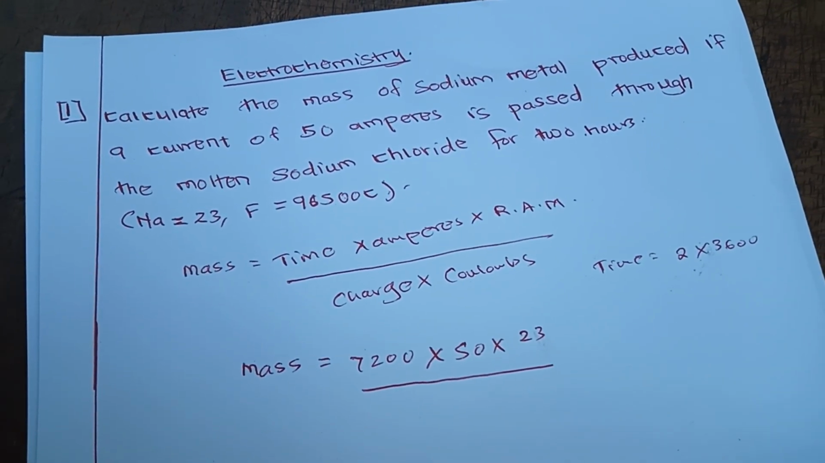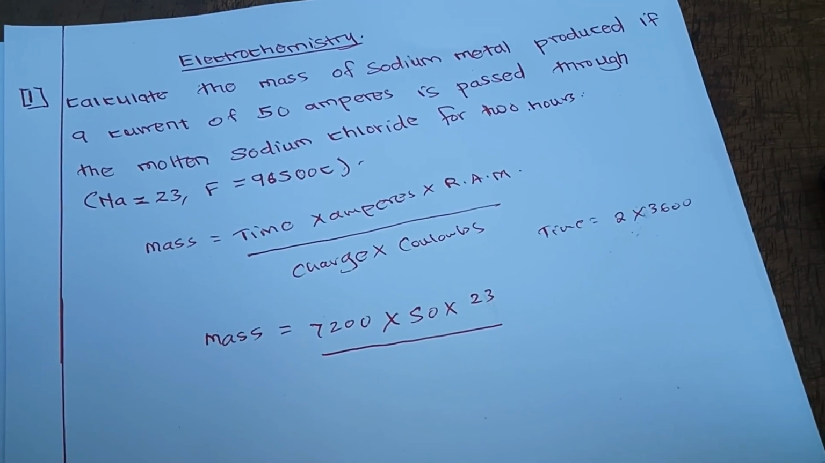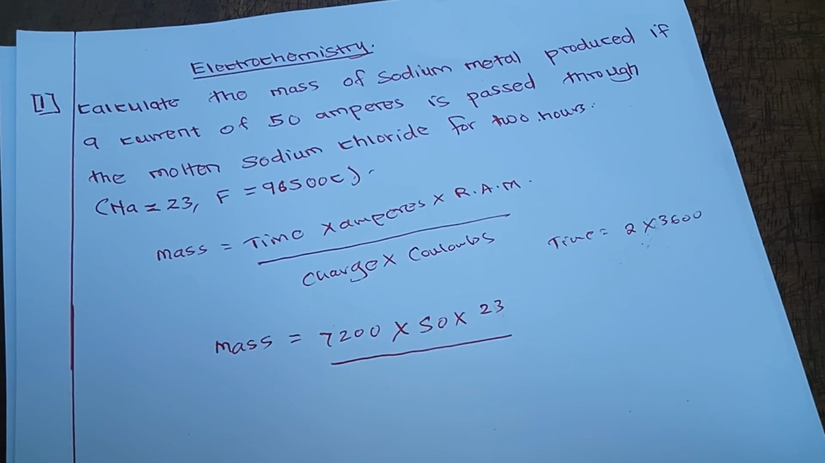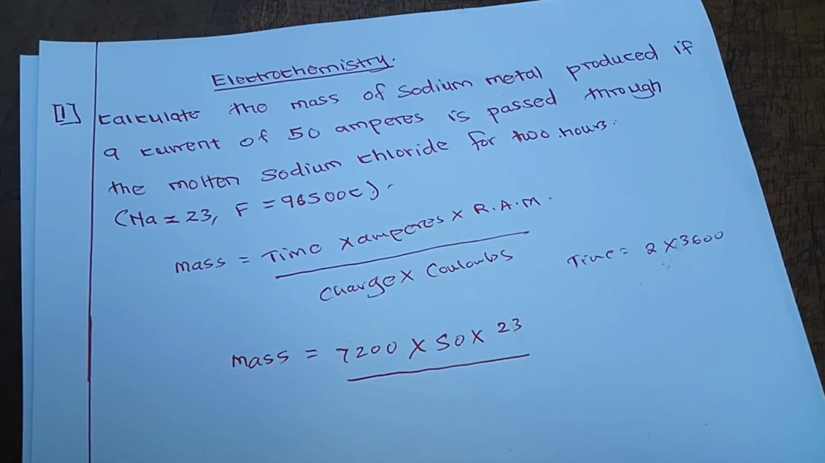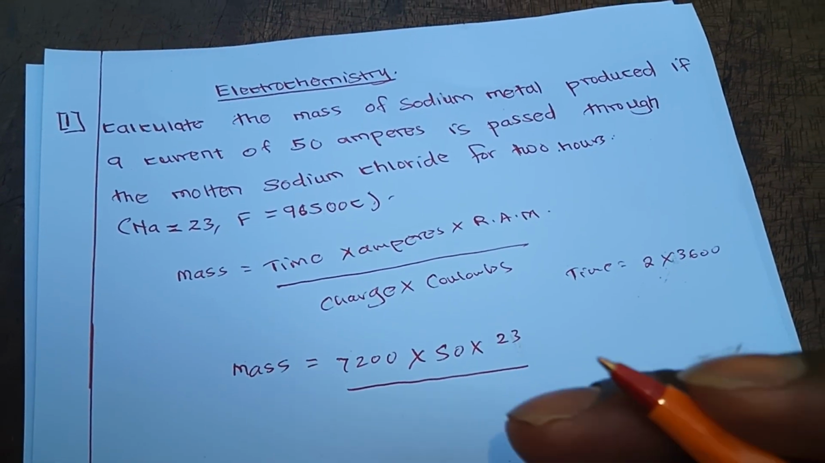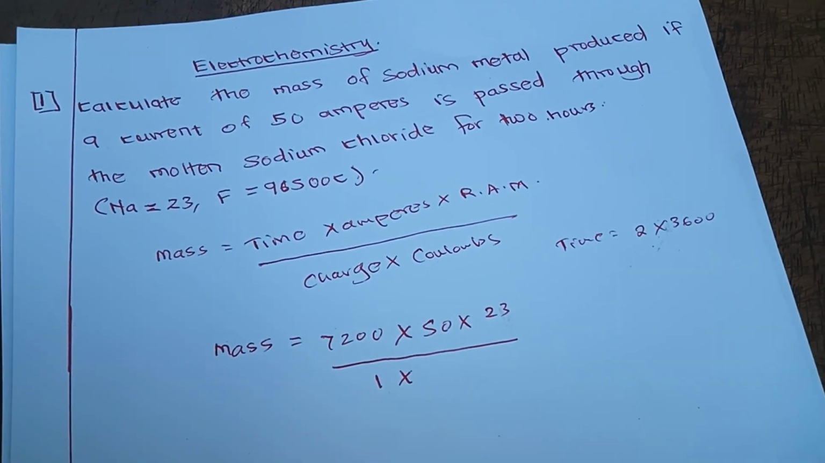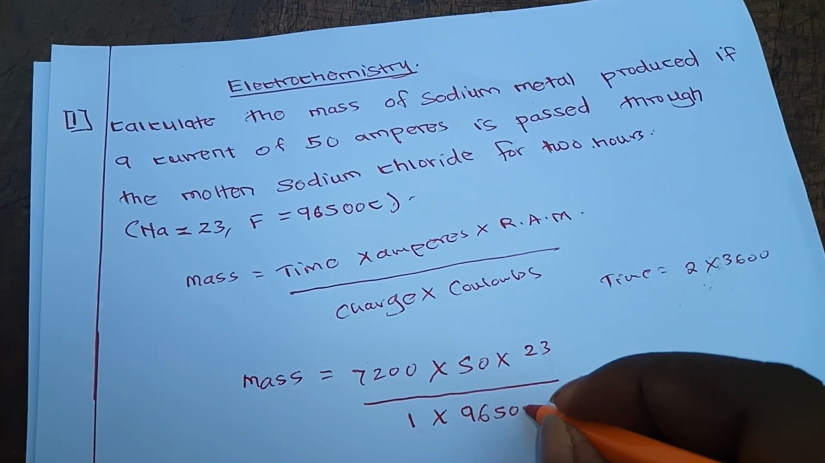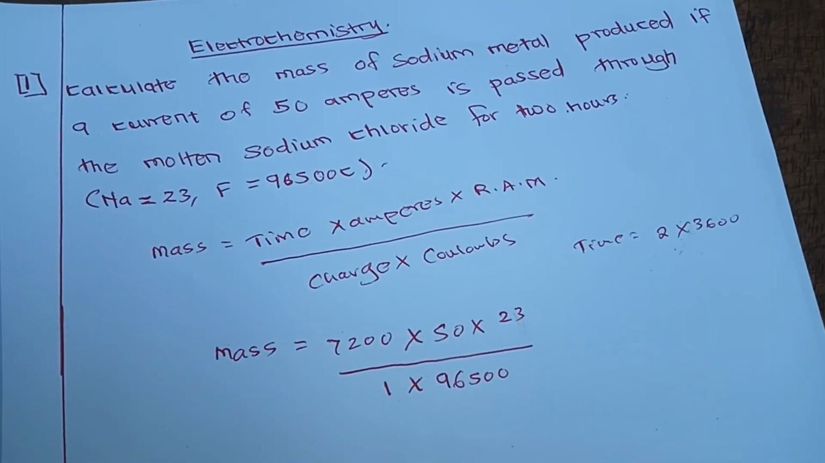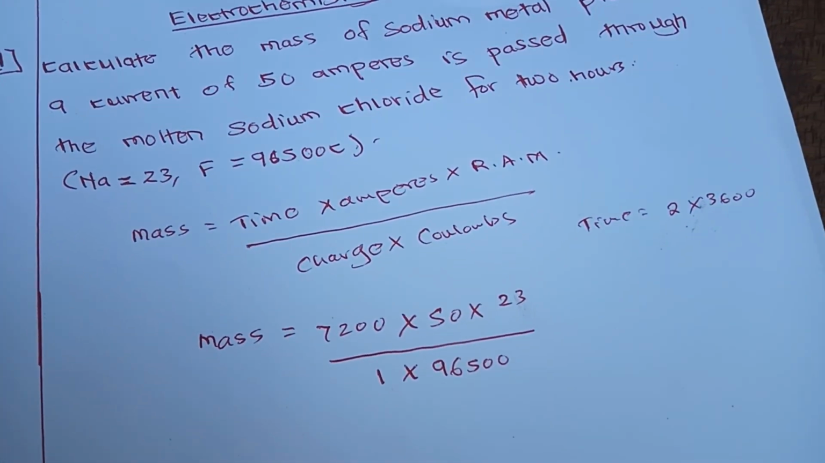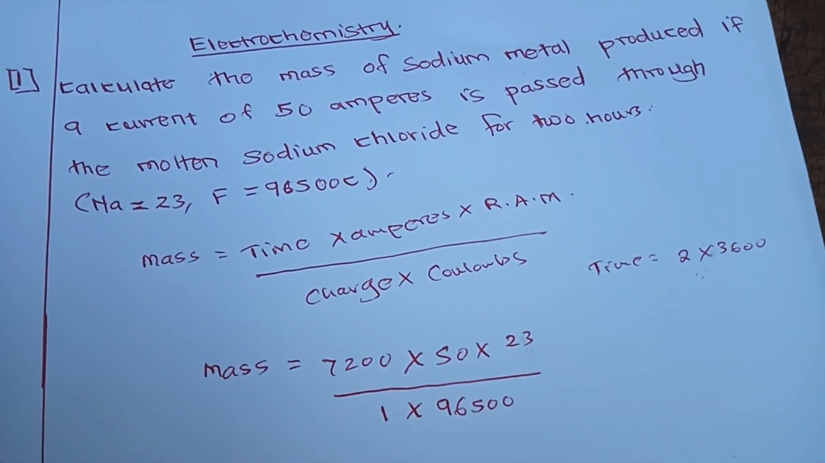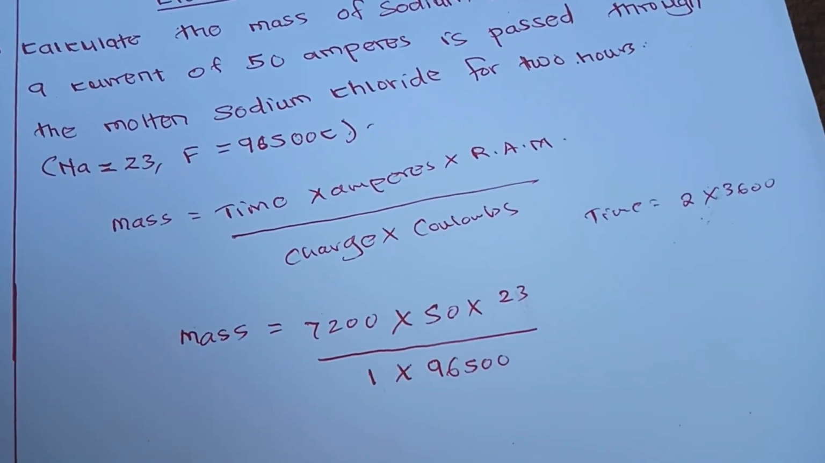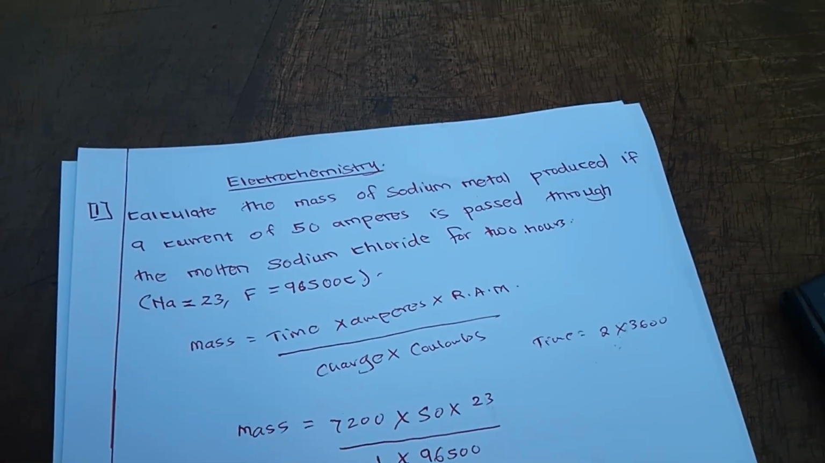So you have to put in mind the charge of the element they're talking about. For example, the charge of sodium is 1 because it's number 11 in the periodic table. So the charge is 1 times the number of coulombs that are given in the question, 96,500. 1 Faraday is equal to 96,500 coulombs, which is equivalent to the mass deposited depending on the amount of electricity passed.